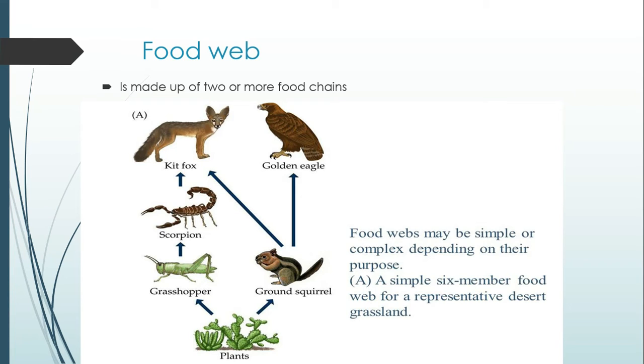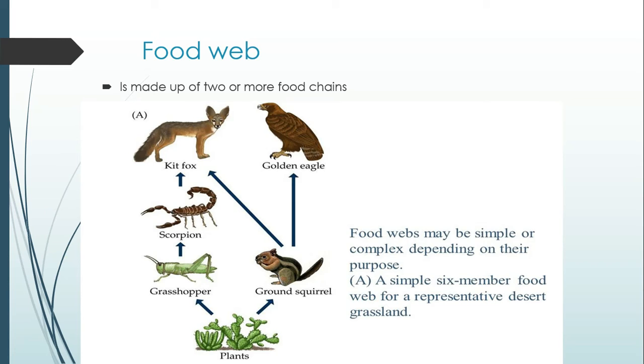Next, let's talk about food web. A food web is made up of two or more food chains. As you can see in the picture, food webs may be simple or complex depending on their purpose. A simple 6-member food web for a representative desert grassland.